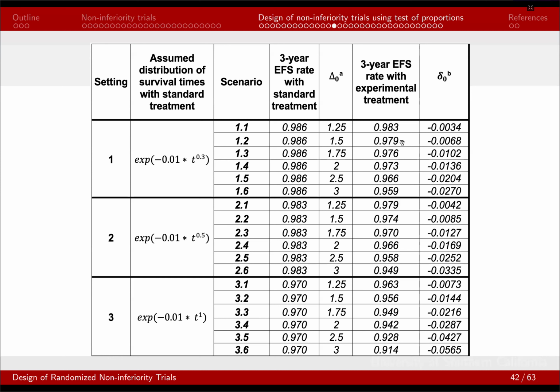That will give us 97.9%. And then we take the difference of these two 3-year EFS rates. The difference is negative 0.0068, which is a 0.68% drop in the 3-year EFS rate. And that difference is used as the non-inferiority margin for tested proportions. That way, we matched the scenarios for the two test methods, making them comparable.